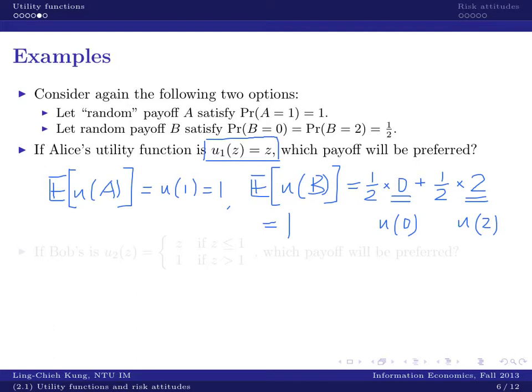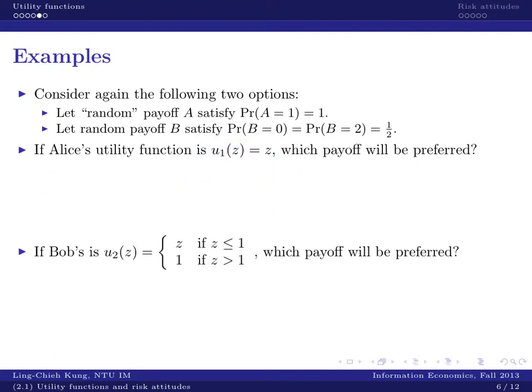Then let's see another example. Suppose Bob has a different utility function like this. Let's again calculate what's going to happen. For plan A, I know plan A has only one possibility, it's just $1. When Z is 1, my utility is 1. So again I still get 1.